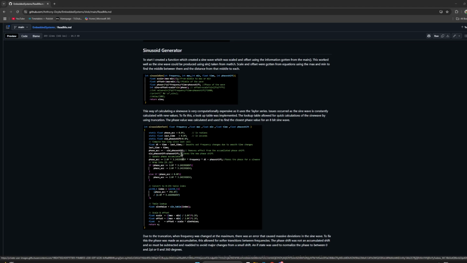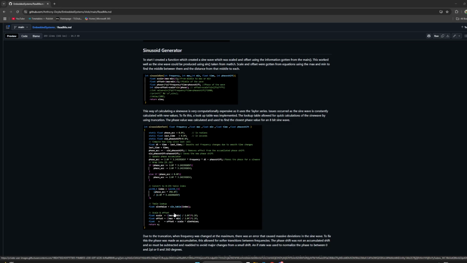So initially the sinusoid generator was quite simple. The scale and offset was gotten from the max and min, and the phase was calculated using the frequency and time and phase shifts. These are the normal equations used for a sine wave, and then they were used to calculate the sine wave in terms of units of offset and scale. This was quite computationally extreme, so there had to be a faster way of doing it. I had to find a way of doing this.